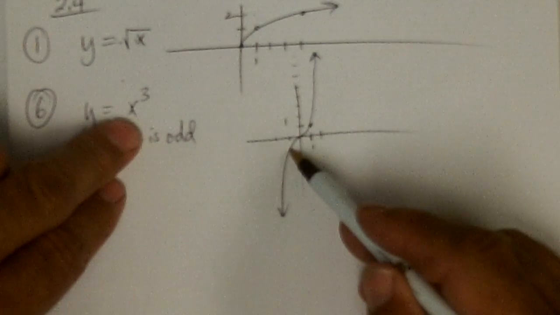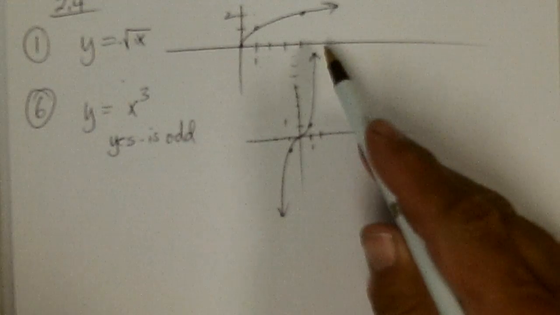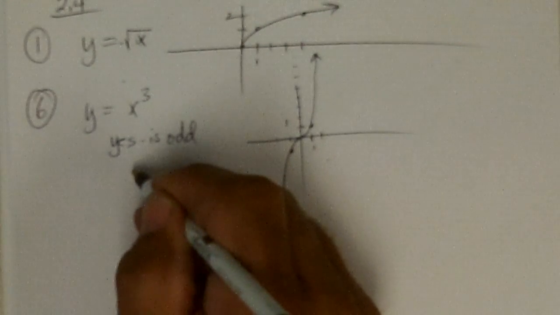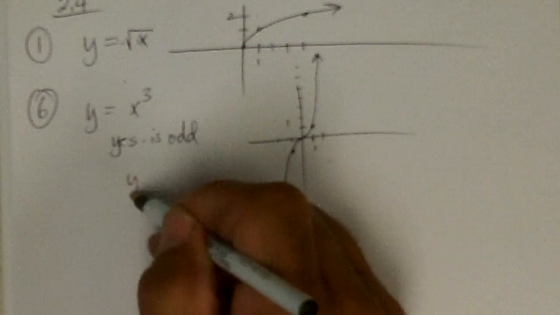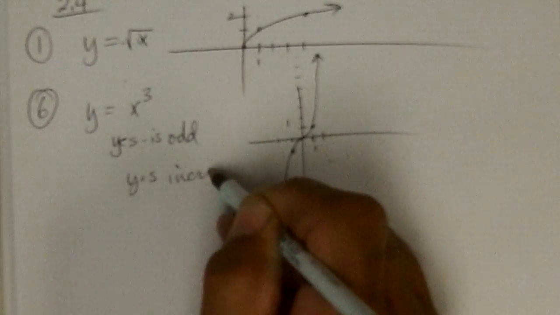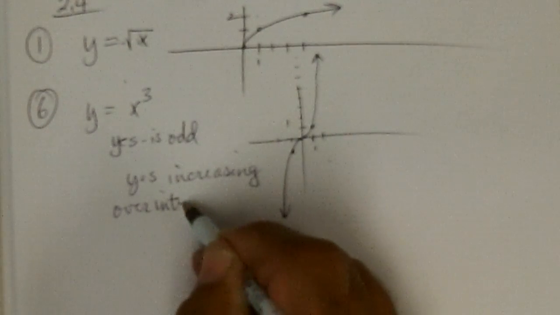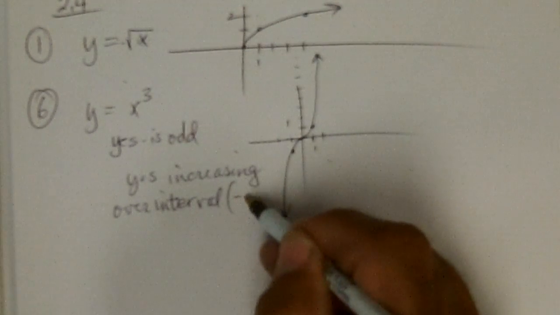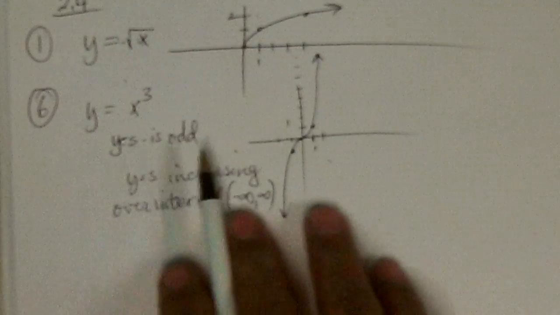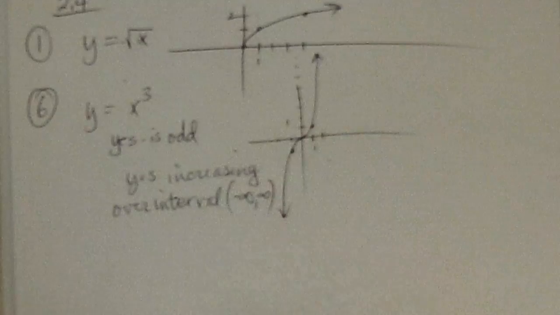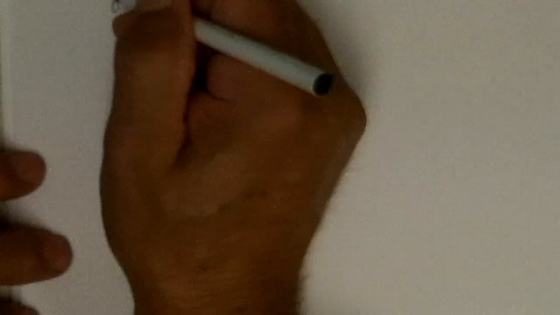And it is always going up. It's steeper here than it is here, and it slackens there, gets less steep in here, but then it gets steeper again after that. So it is always increasing. From negative infinity to infinity, this function is increasing. Yes, it is increasing over the interval from negative infinity to positive infinity. That was 6. Now we'll do 7.